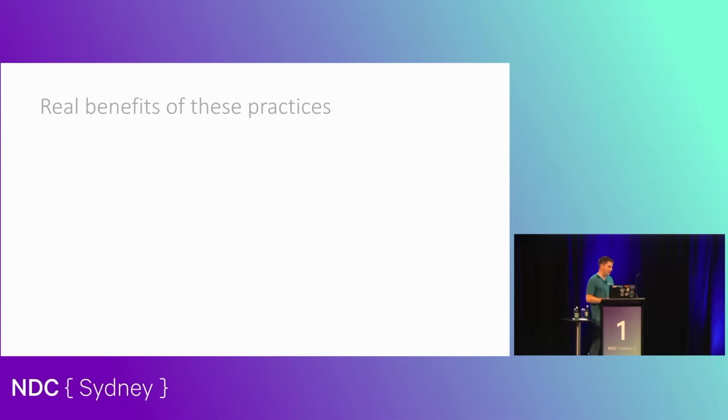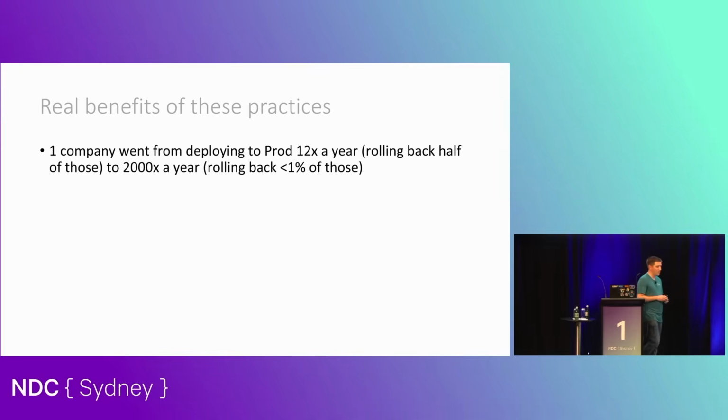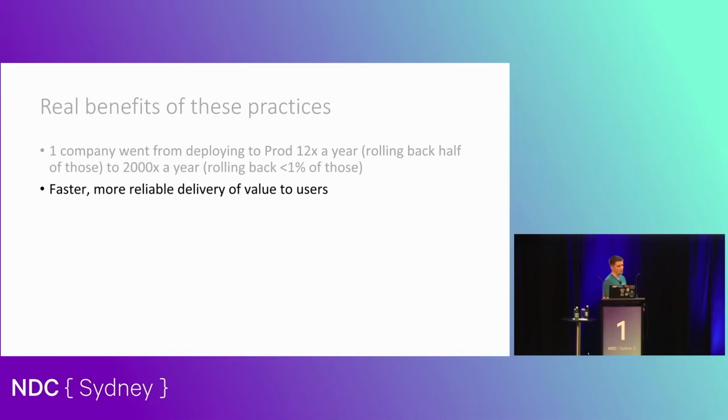So there are some real benefits of doing some of these practices. One company we work with went from deploying to prod 12 times a year, and about half the time they rolled back those deployments, to deploying over 2,000 times in a year, and we roll back less than 1% of those. And again, a lot of this comes down to having confidence, writing tests, CI/CD pipelines, health checks, all of that kind of stuff, as well as just writing maintainable code that's easy for people to extend. Because you can't deploy 2,000 times a year if you're dealing with a big legacy ball of mud, usually.